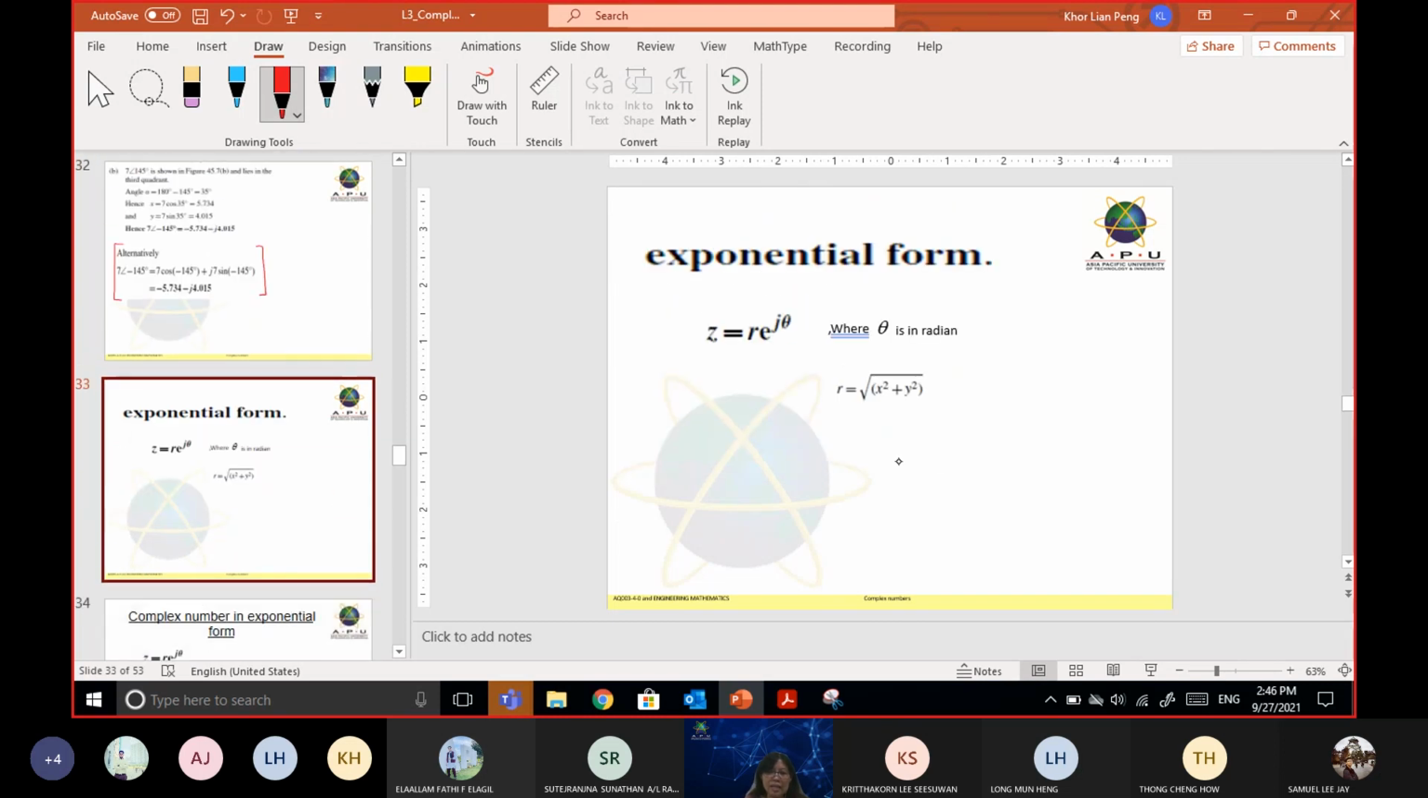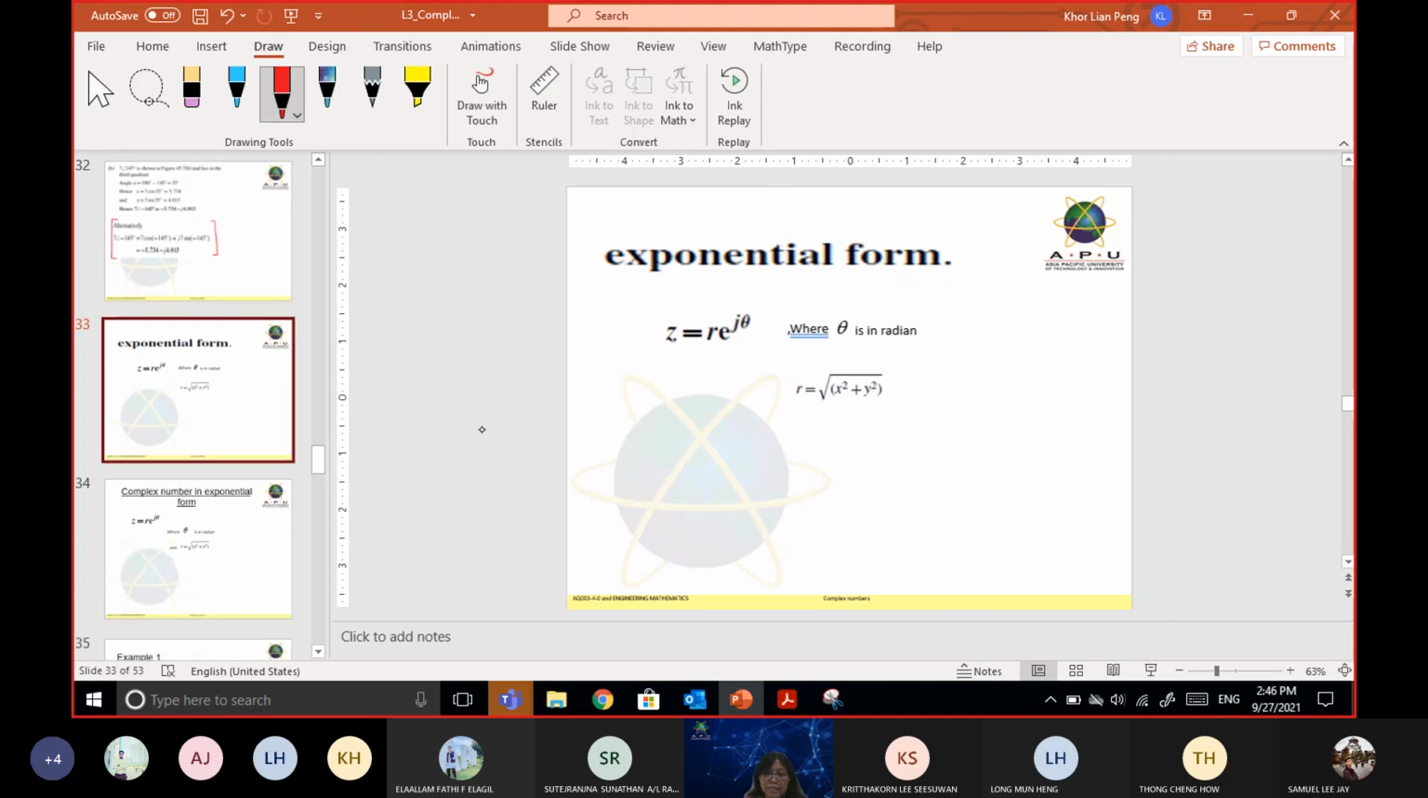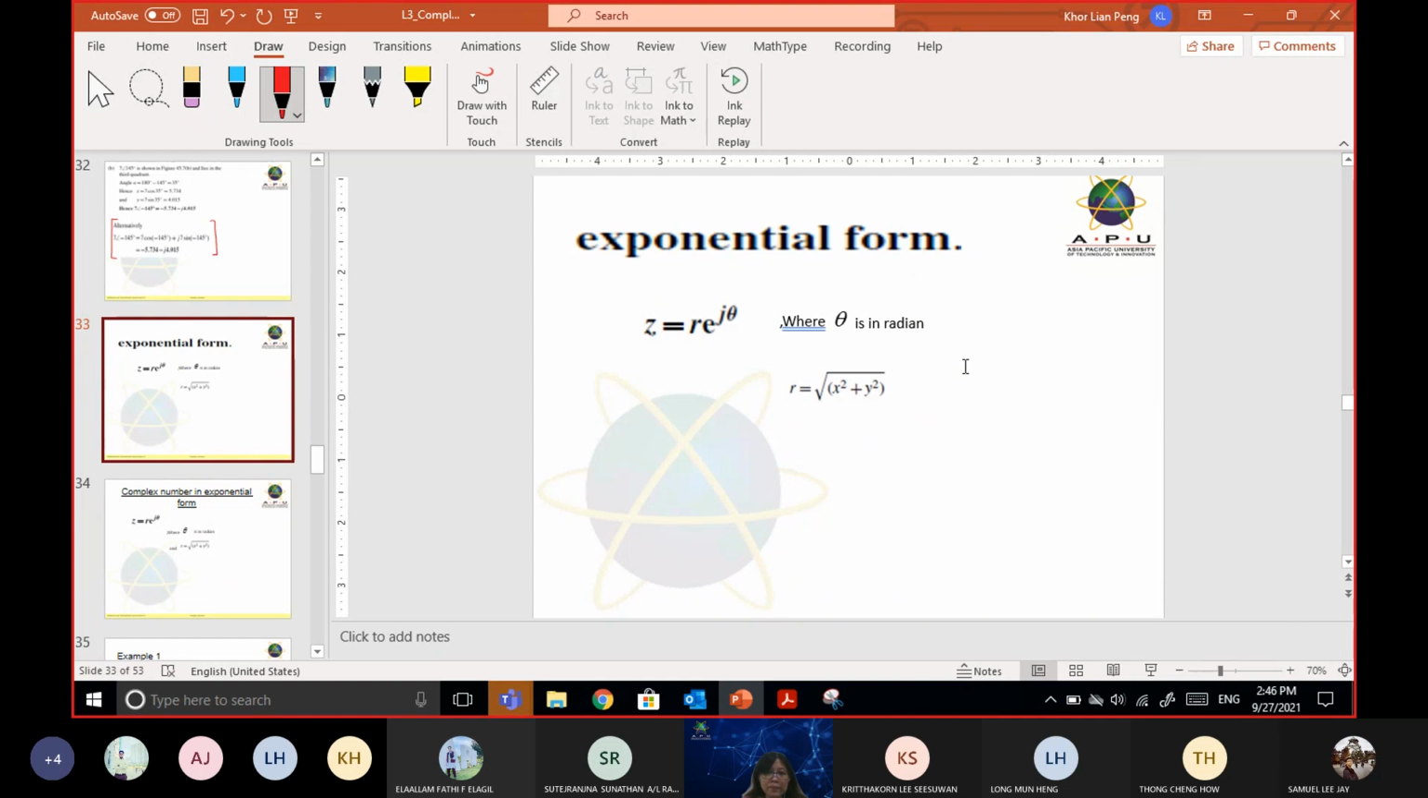Okay, then next one is the exponential form for complex numbers. So this is the exponential form of a complex number, R e^(jθ). Since it involves an e, that's why we call it an exponential form. And when it comes to exponential form, please take note, the theta here must be in radian. So you have to keep on reminding yourself, it must be in radian.